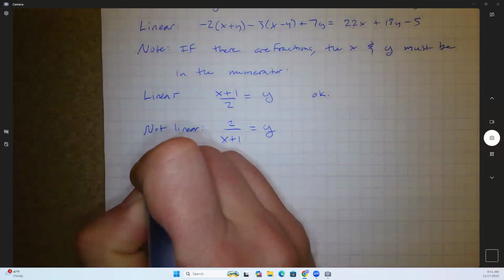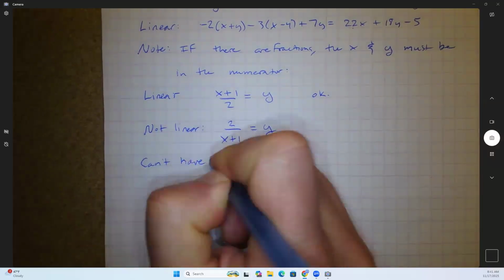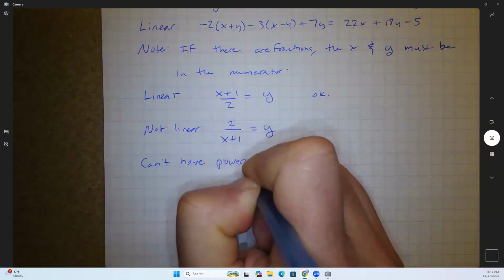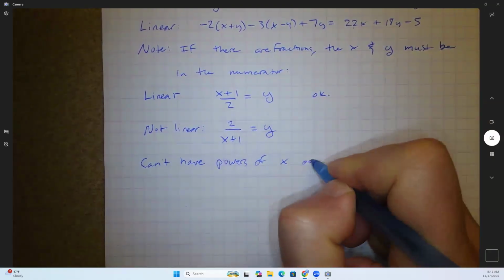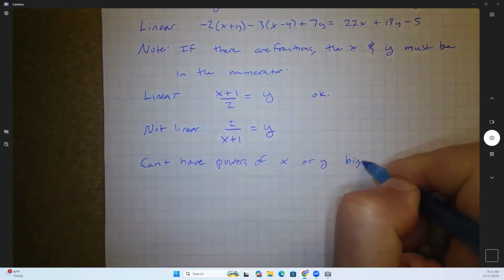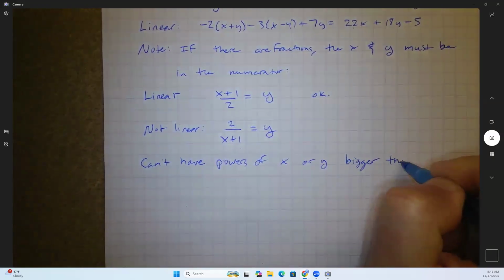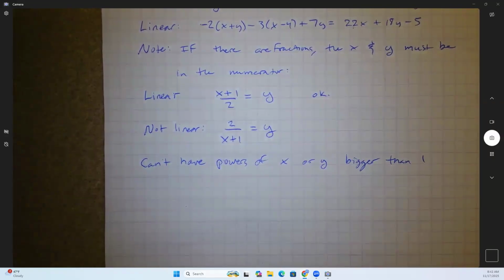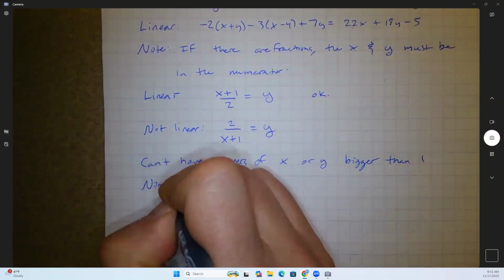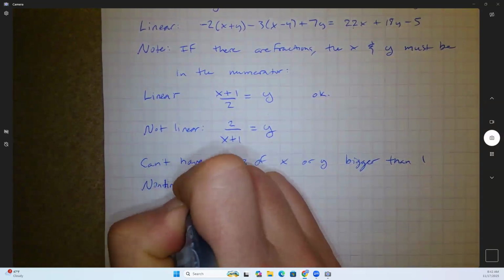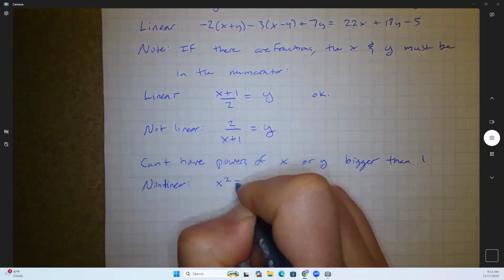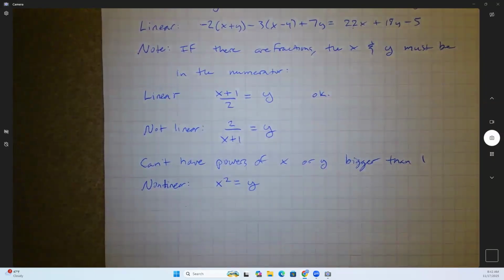You can't have powers of x or y bigger than 1, which is kind of the same thing as saying there isn't a power. So a nonlinear function might look like x squared equals y. As soon as you have a power on the x, it's not going to be linear.